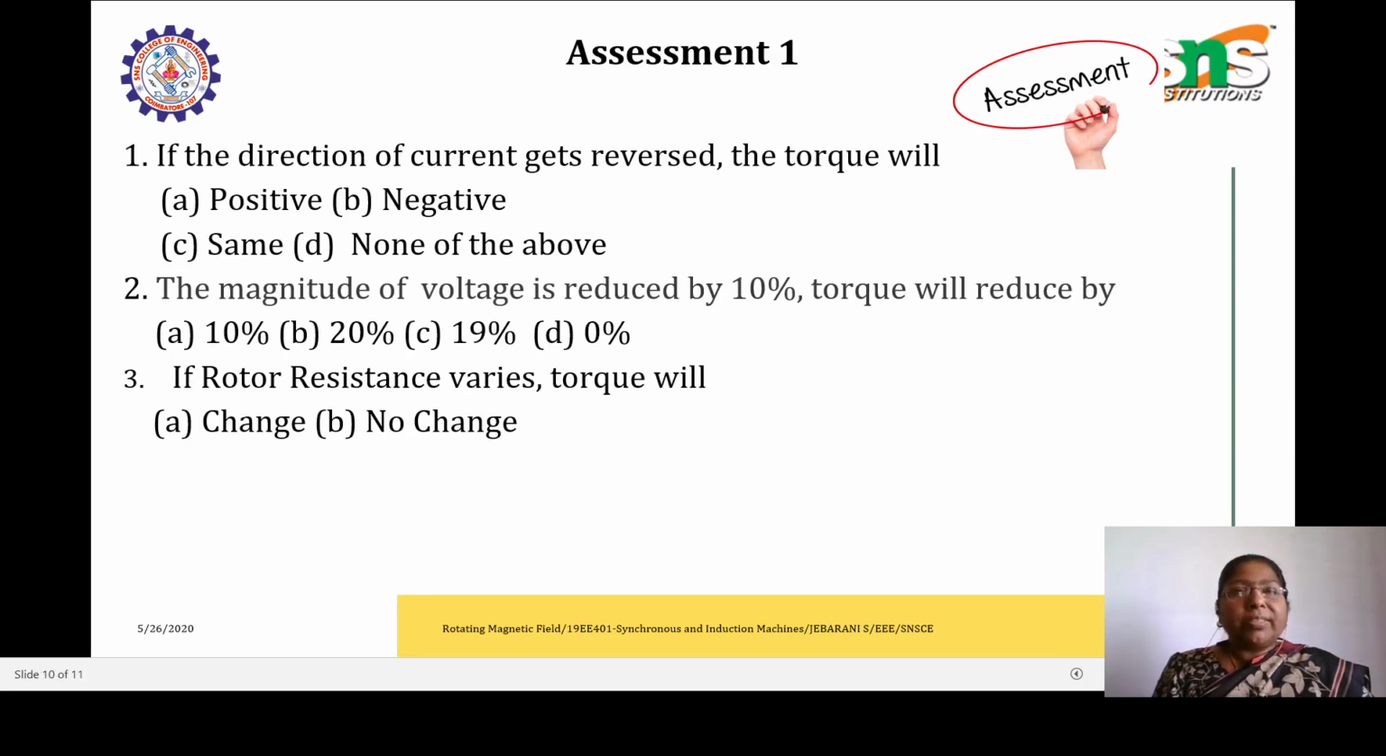Hope you have understood the torque equation of the three-phase induction motor, and you'll be able to pick up these assessment questions also.